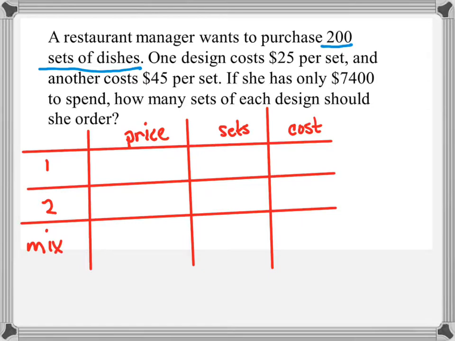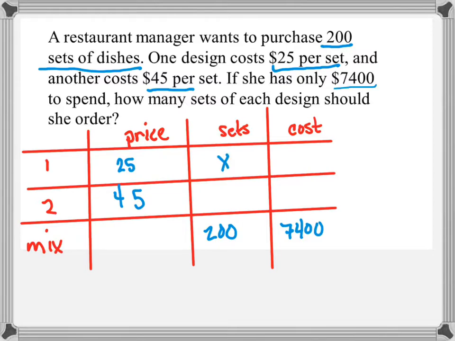So we know she wants to purchase 200 sets of dishes. So we know that combined together, she will have 200 sets. And design 1 costs $25 per set. And design 2, the second design, costs $45 per set. We don't know how many of each set she should order. But we do know that she has $7,400 to spend. So that should be my total cost.